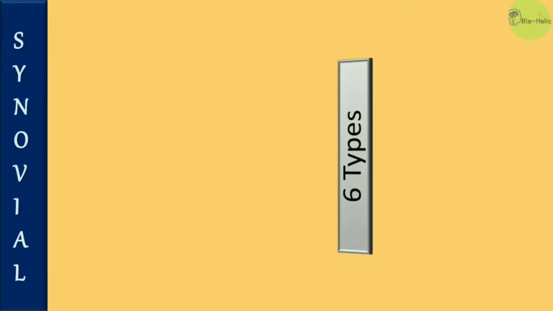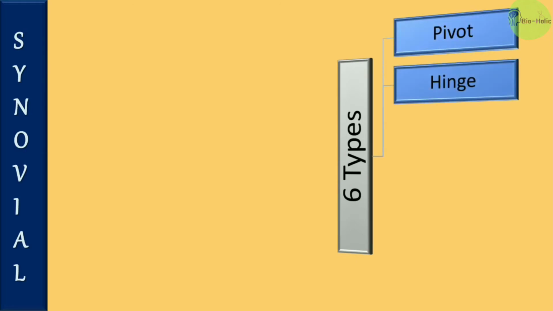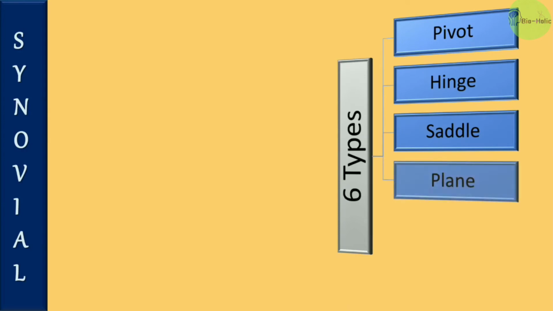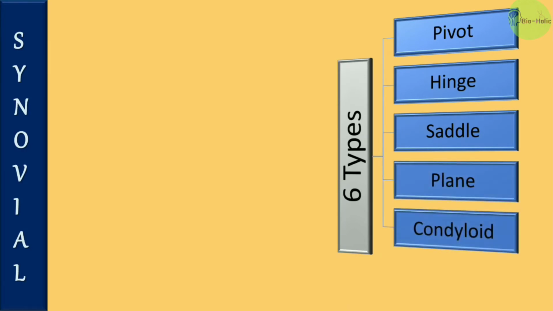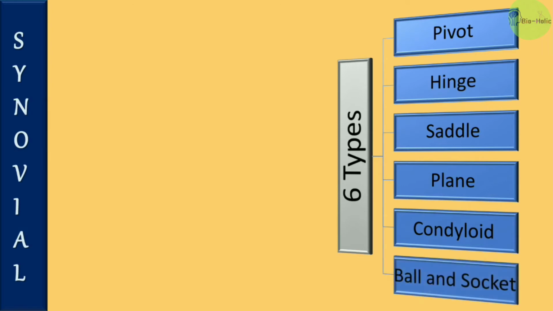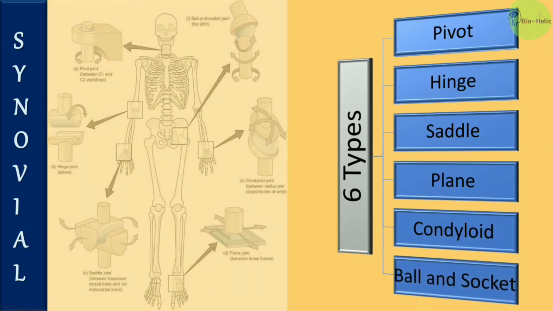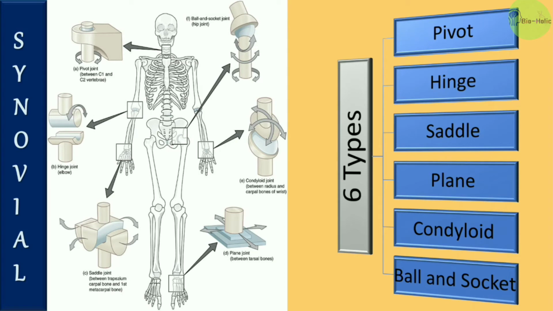Synovial joints are of 6 types. First one is the pivot joint, second one is the hinge joint, third one is the saddle joint, fourth one is the plane or gliding joint, fifth one is the condyloid joint, and the last one is the ball and socket joint. In this picture, you can see the different locations of the 6 types of joints and their typical properties of movement.